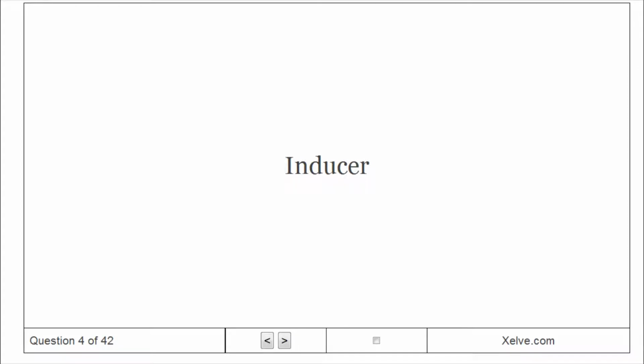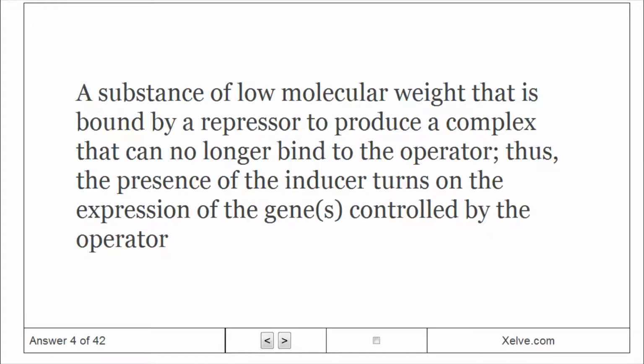Inducer. A substance of low molecular weight that is bound by a repressor to produce a complex that can no longer bind to the operator. Thus, the presence of the inducer turns on the expression of the gene controlled by the operator.